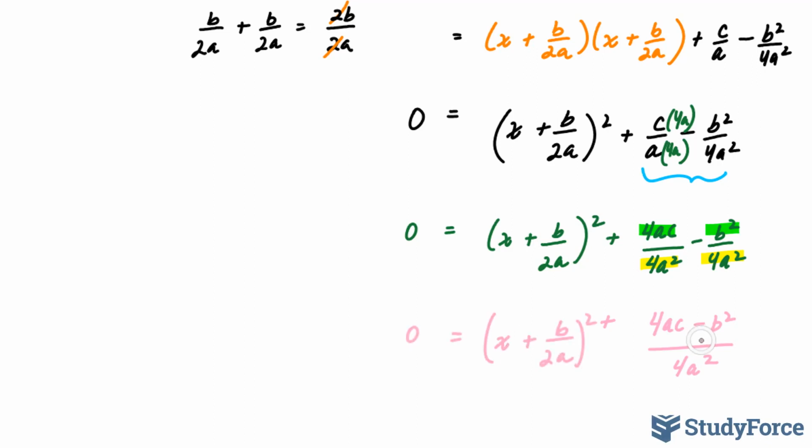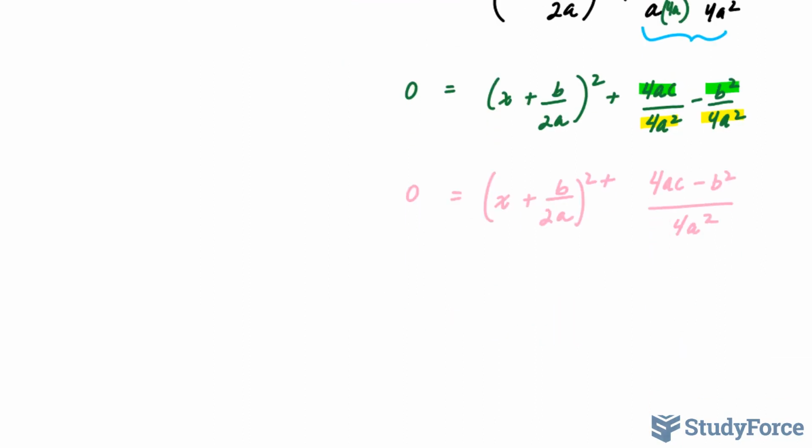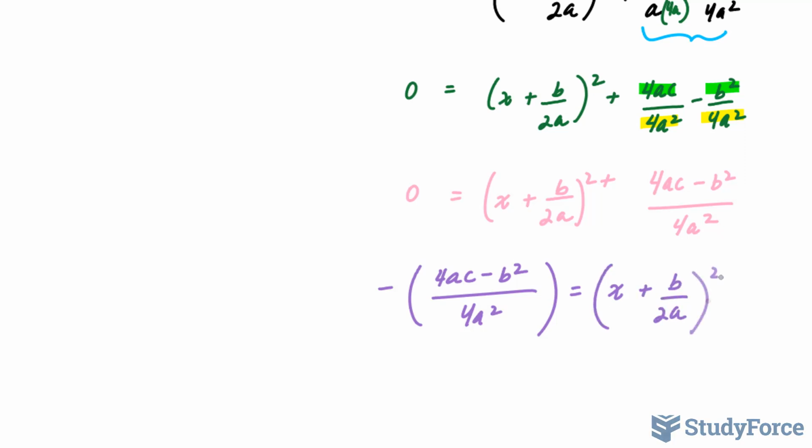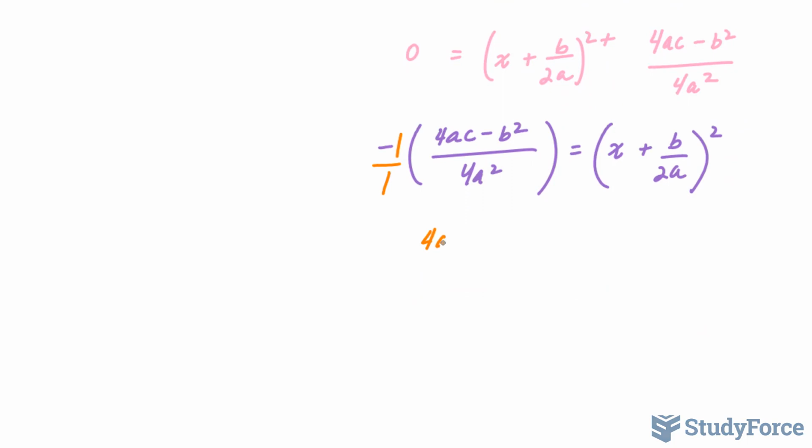Next, I'll solve for my x by bringing this whole expression over. And if I do that, I end up with minus 4ac minus b squared over 4a squared is equal to x plus b over 2a squared. Now before I go any further, I do want to distribute this negative to the two terms at the top. Remember, this negative means -1, and -1 can be represented as -1 over 1.